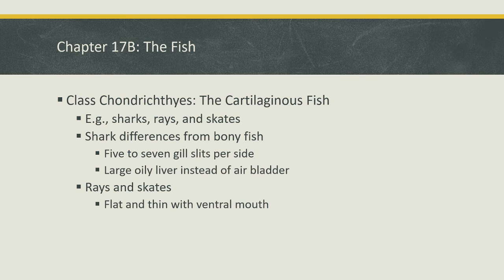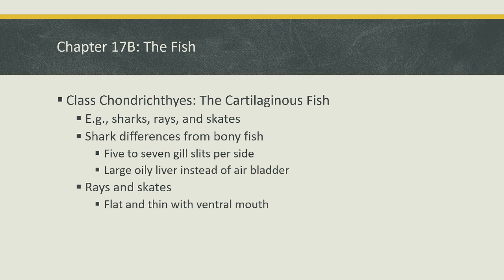But another difference is rather than one opening where the operculum covers where the gills are, most sharks have 5 to 7 gill slits per side. And they do not have an operculum that covers it, so they just have these slits that can kind of open and close. And then they don't have an air bladder.